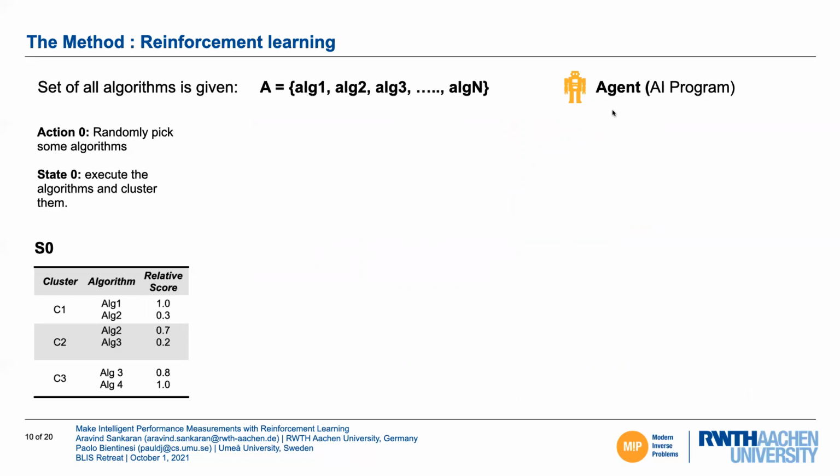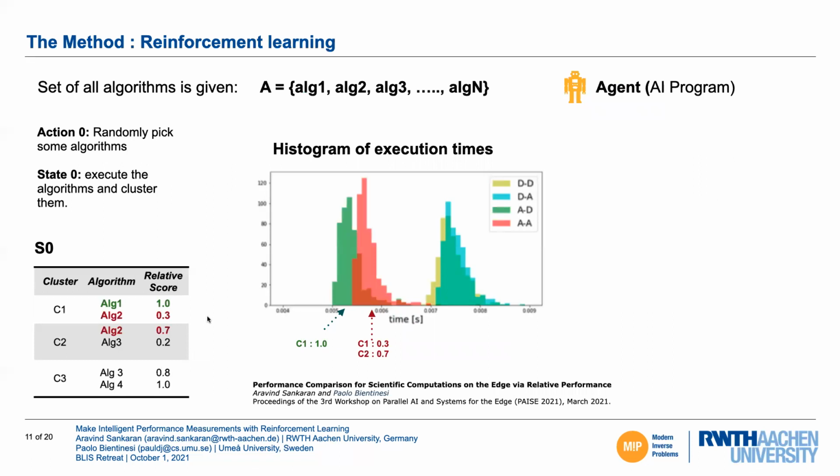From the large search space, the agent samples a small set of algorithms, measures them, and softly clusters them into performance classes. In our previous work, we introduced a methodology to rank the algorithms into clusters. The relative score indicates the possibility of an algorithm to belong to a specific cluster. For instance, the red algorithm here has a 30% chance of belonging to the best cluster C1 and a 70% chance of belonging to the second best cluster.